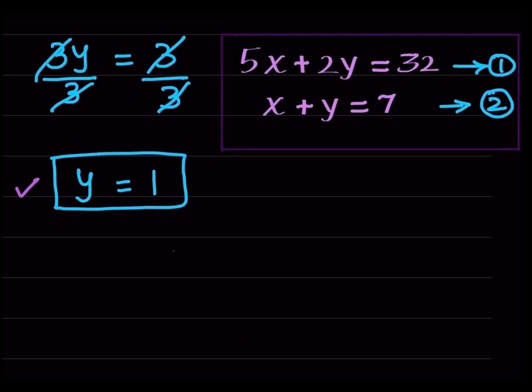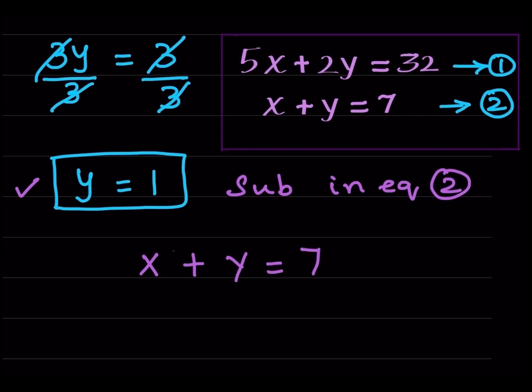Now we are going to find the value of x. By substituting y equal to 1, you can substitute in either equation 1 or equation 2. I'm going to take equation 2. So substitute y is equal to 1 in equation 2. So x plus y is equal to 7. That's equation number 2. x plus, instead of y, I'm going to put 1. So x plus 1 is equal to 7.